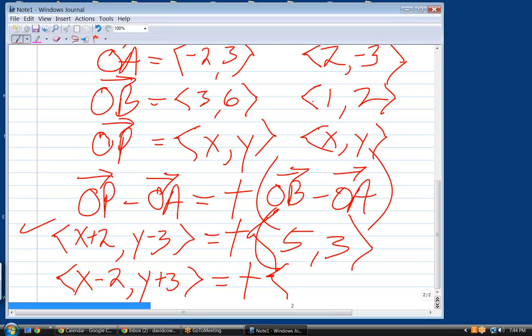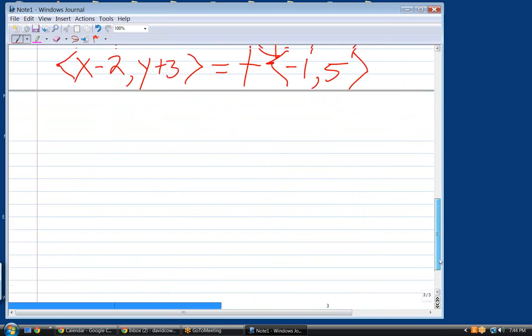Just subtract individual components. That is going to be 1 minus 2, negative 1. What's the y component? That'd be 5. And from there, you're off and running.